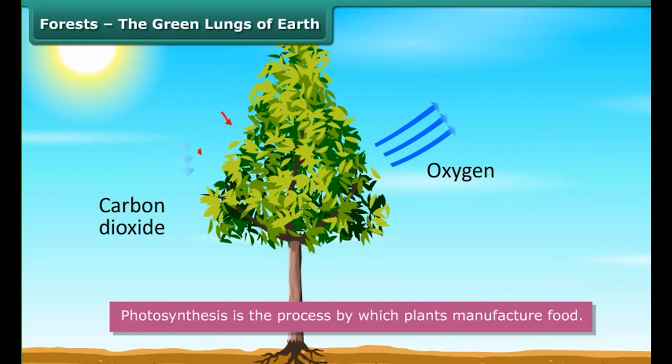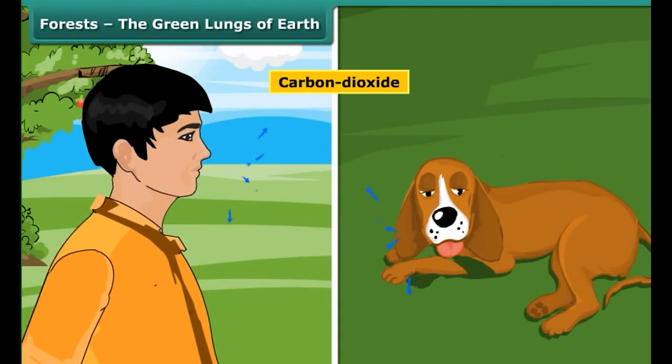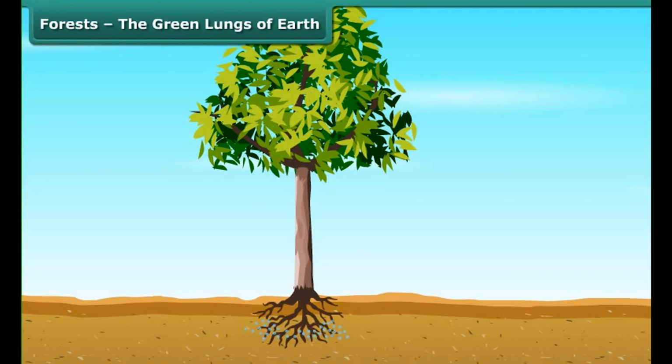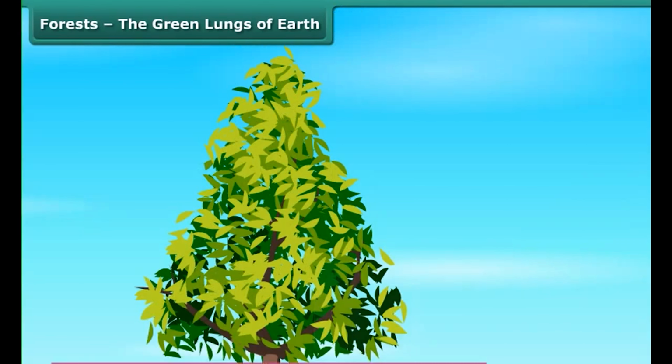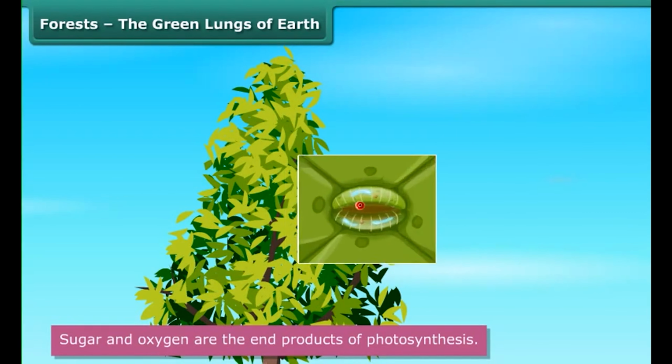Photosynthesis is the process by which plants manufacture food. In this process, plant leaves use the light from the sun to synthesize food from carbon dioxide and water. Carbon dioxide is released by human beings and animals. Water is absorbed from the soil by plants. Sugar and oxygen are the end products of photosynthesis.